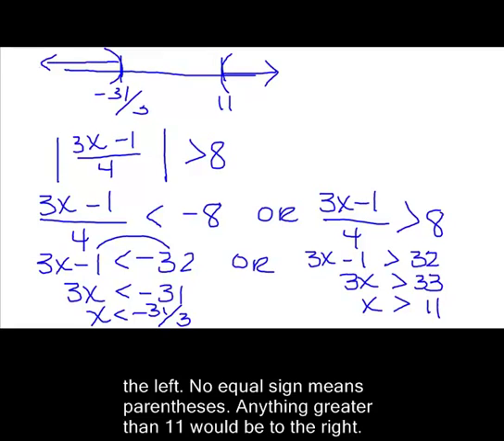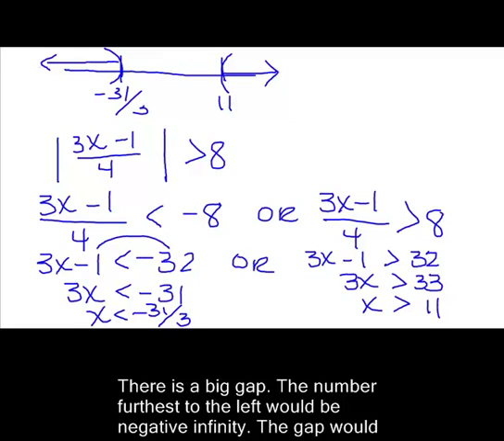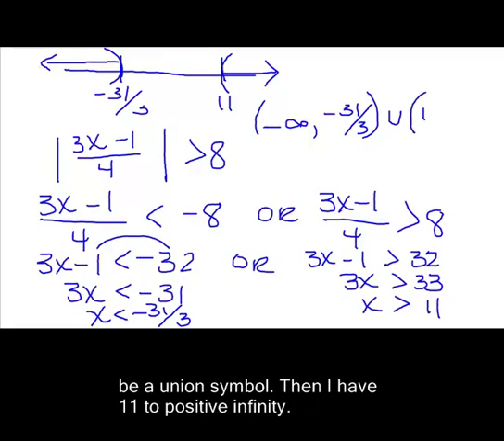So when I put this in interval notation, there's a big gap. The numbers furthest to the left would be negative infinity. And then, since I have a big gap, I use the union symbol, and I have 11 to positive infinity.